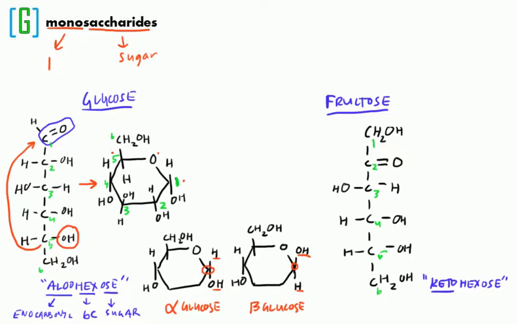Okay, so we can break this into 3 parts: keto, hex, and ose. Just like before, hex is going to mean 6 carbons, ose is going to mean a sugar. So we are dealing with a 6-carbon sugar molecule, but now this keto means that we have a mid-carbonyl group, and that is in reference to this carbonyl group having now rotated around, so it's no longer on the end, on the first carbon. That carbonyl group has now shifted down to the second carbon.